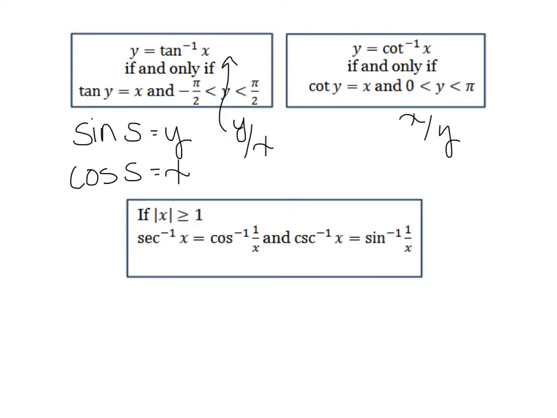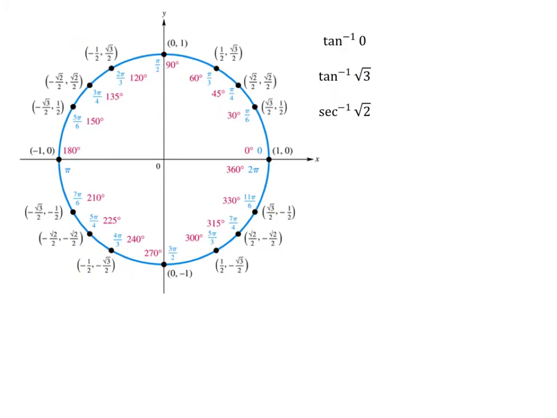Then you can easily think about those domains. So tangent is going to have the same domain as sine, whereas inverse cotangent will have the same domain as cosine. We also need to think about the fact that if we look at the inverse secant of any particular value, we can take the inverse cosine of the reciprocal of that value. The same with the inverse cosecant, we can take the inverse sine of 1 over the value. We'll start here by doing a few problems.